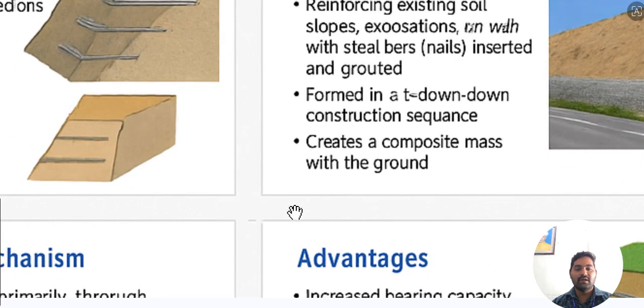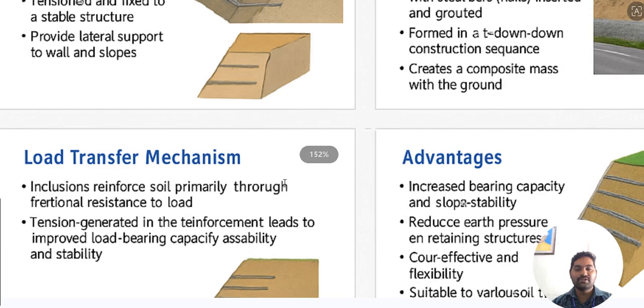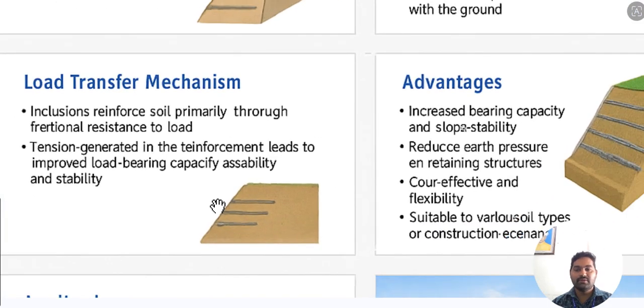Then the next one is the load transfer mechanism. In the load transfer mechanism, this is how the load is transferred to the reinforcement in the soil. If you see here, there is frictional resistance. Frictional resistance was already mentioned at the start; due to the frictional bonding, it gives strength to the soil. Likewise, tension is generated in the reinforcement, which improves the load bearing capacity and the stability of the soil.